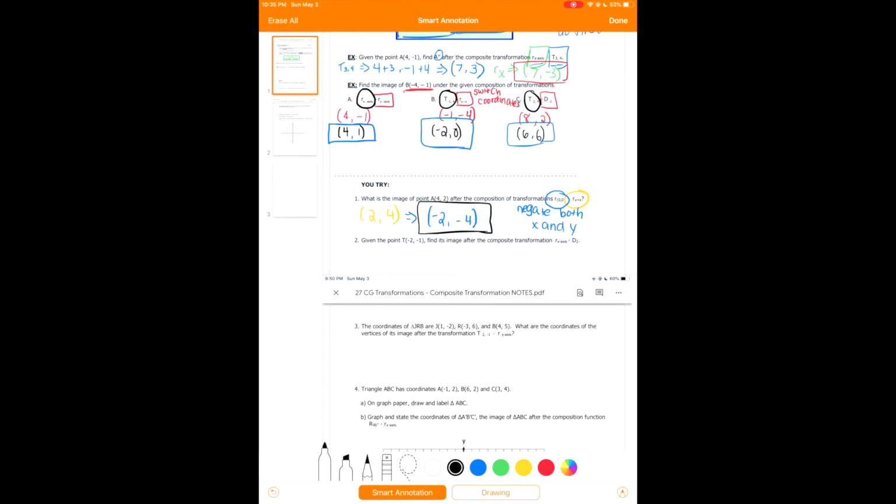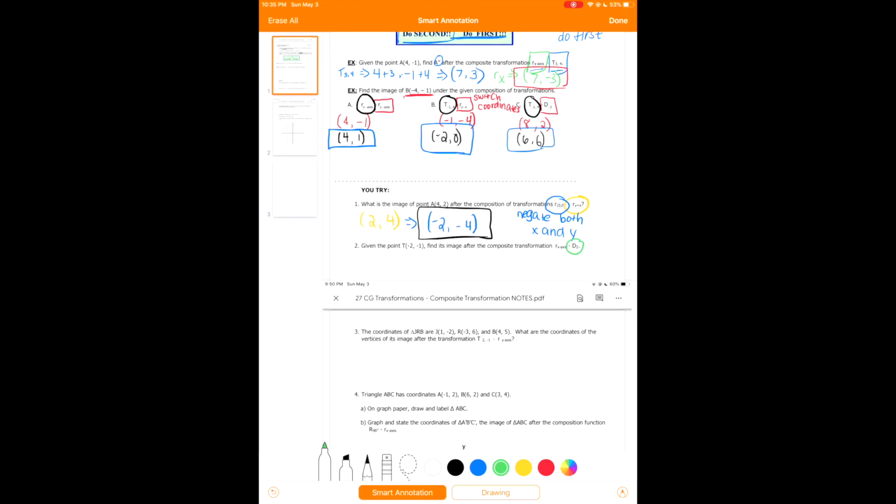And then for number 2, given the point T (-2, -1), find its image after the composite transformation. Reflect over the x-axis and then dilate by 2. So I'm going to start with the dilation. I'm going to multiply everything by 2. So I get (-4, -2). And then after that, I'm going to do the first thing, which was reflect over the x-axis. So when I reflect over the x-axis, I negate the y-coordinate only. So I keep the x, and I switch -2 to positive 2. So my answer is (-4, 2).